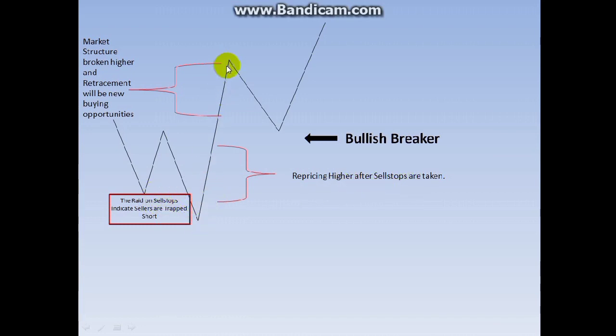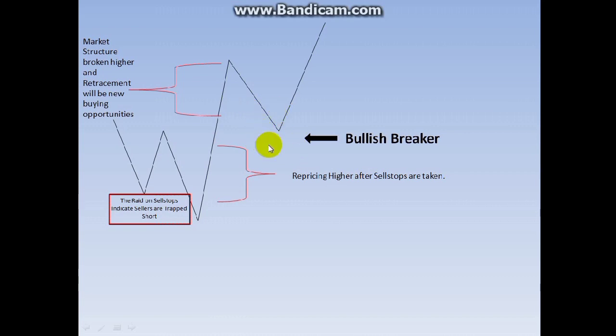When this eventually happened and this resistance gave way, the retail traders that went short here are going to look for opportunity to mitigate these losses. So market structure broken higher and retracement will be new buying opportunities. When this happened and price comes back to this old high, this is known as our bullish breaker. Those retail traders are going to look to take off their positions and place in more buy positions. So that is where we look to position our own entry as well.